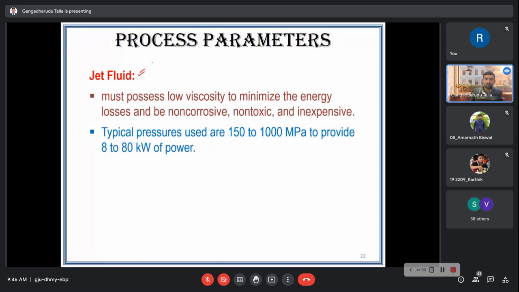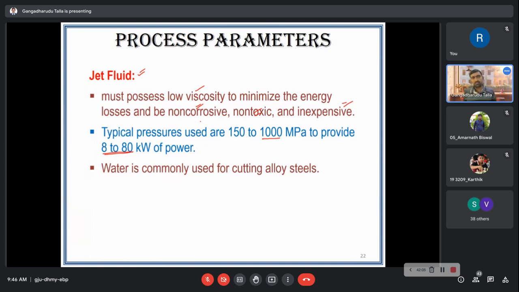Now typical pressures used are again some 1000 MPa, and you will generate power depending upon the requirement, around 80 kilowatt. So that range is there, and based on application we have to use. Water is commonly used for cutting alloy steels mainly because it has low viscosity, is inexpensive and non-toxic. But a corrosion problem is there with water when you are using some ferrous materials in your equipment.